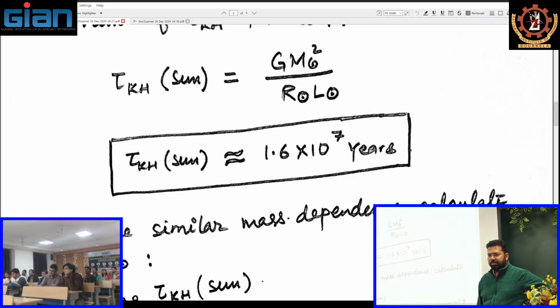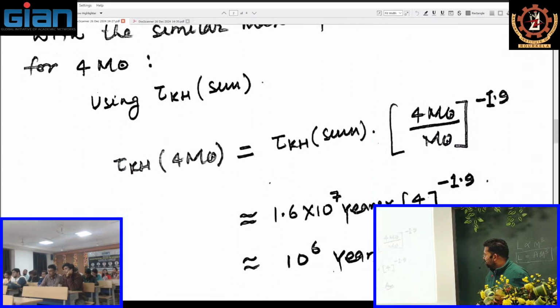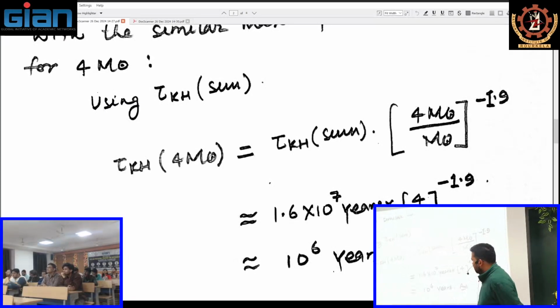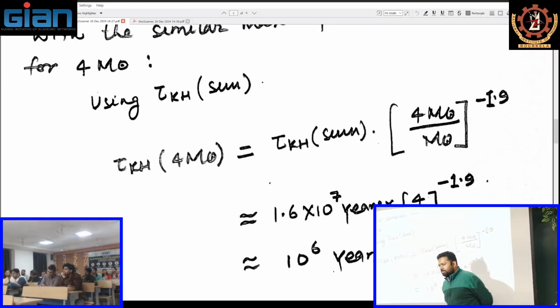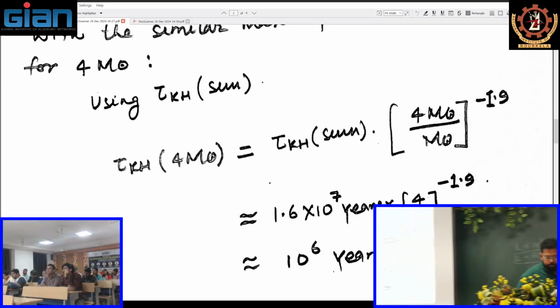For example, 1 million years. All of you are getting that time scale. It is close, in terms of order of magnitude, to 1 million years, or 10 to the power 6 years. Okay, it's good.